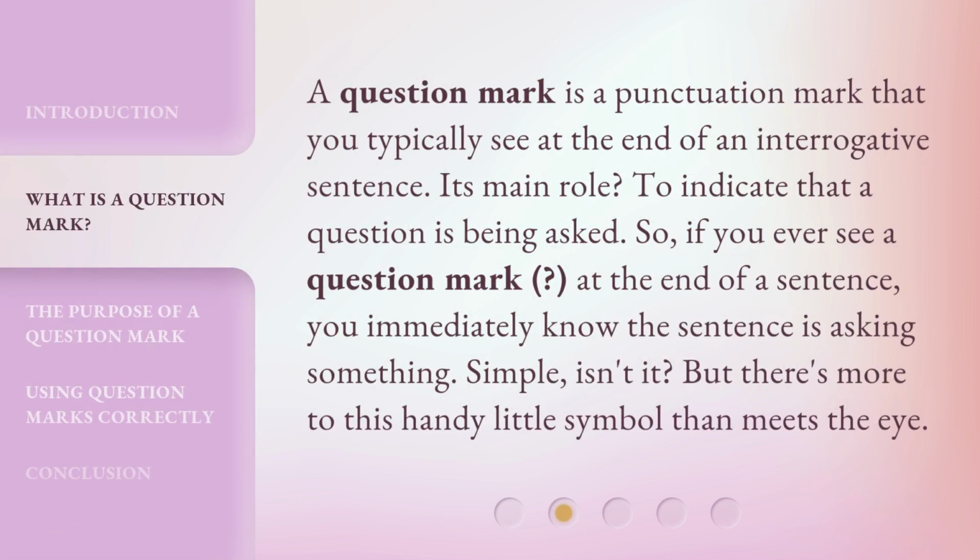A question mark is a punctuation mark that you typically see at the end of an interrogative sentence. Its main role? To indicate that a question is being asked. So, if you ever see a question mark at the end of a sentence, you immediately know the sentence is asking something. Simple, isn't it? But there's more to this handy little symbol than meets the eye.